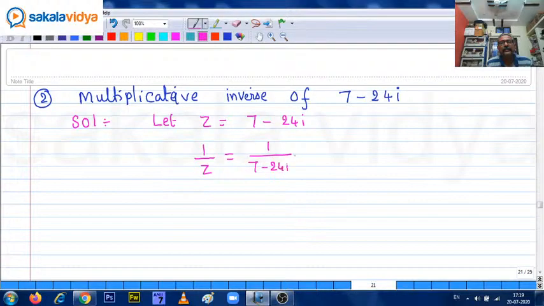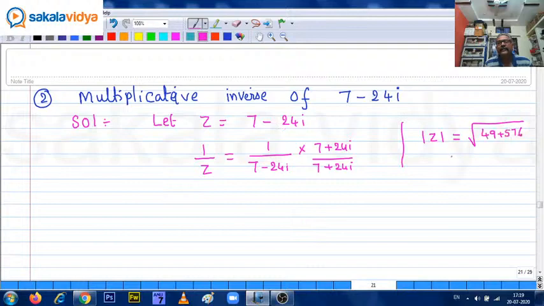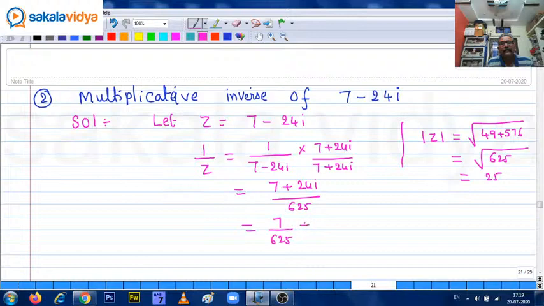7 minus 24i, multiply with 7 plus 24i upon 7 plus 24i. Now, 7 minus 24i into 7 plus 24i is mod Z square. Mod Z, find out first of all. Mod Z is equal to root of what? 7 square 49, 24 square 576. This will be square root of 625, which is 25. This is mod Z square, 625. So 7 plus 24i by mod Z square is 7 upon 625 plus 24 upon 625i.